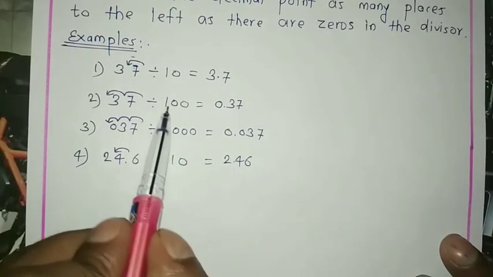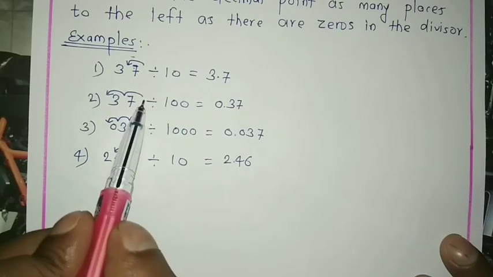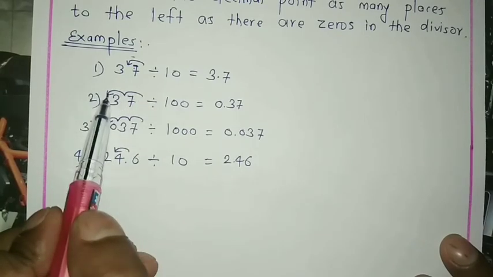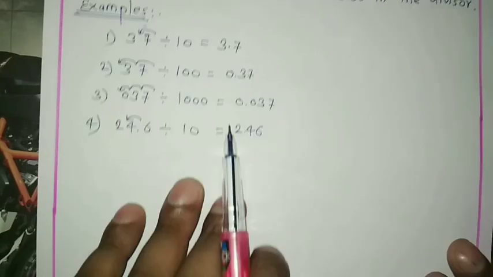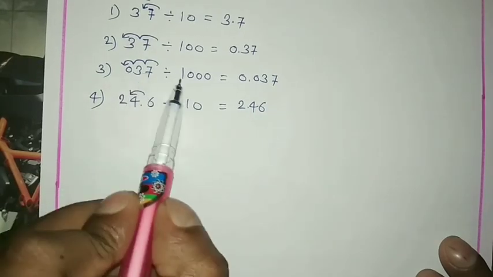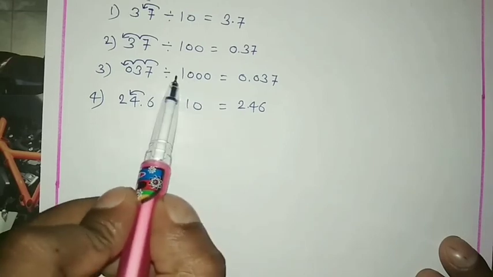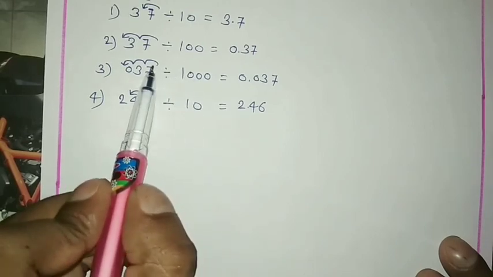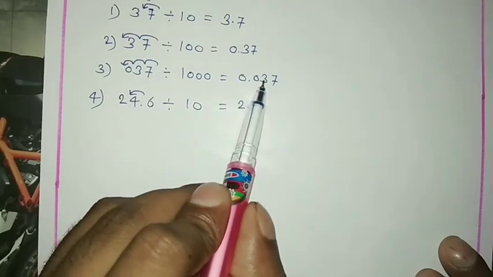So in the second case, here is 100, 37 divided by 100. So I move this decimal point two places, one place and second place. So my answer is 0.37. Okay, the third case is 37 divided by 1000. So I move this decimal point three places, 1, 2 and 3 places. So my answer is 0.037.